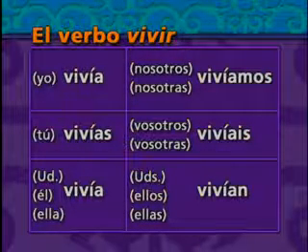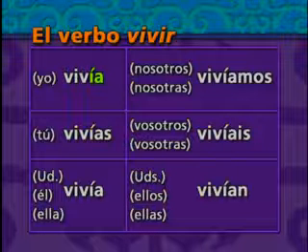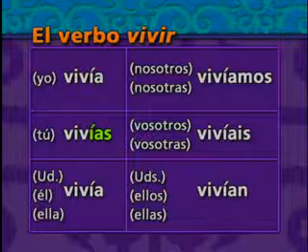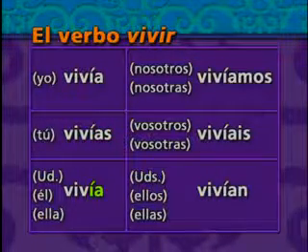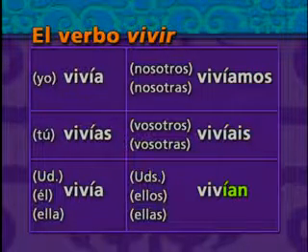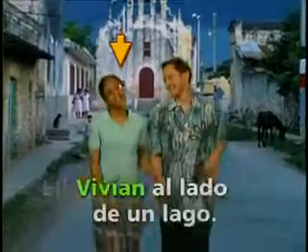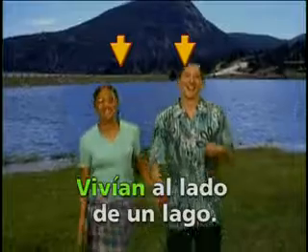Here's the good news. The IR verbs are the same as ER endings. Vivía, vivías, vivía, vivíamos, vivíais, vivían. Ella vivía en México. Vivían al lado de un lago.